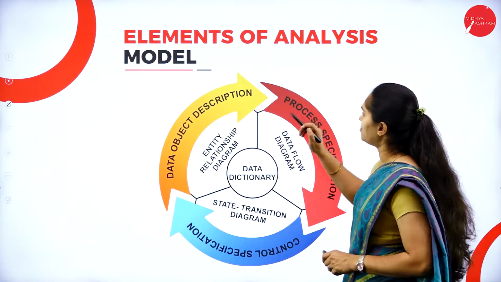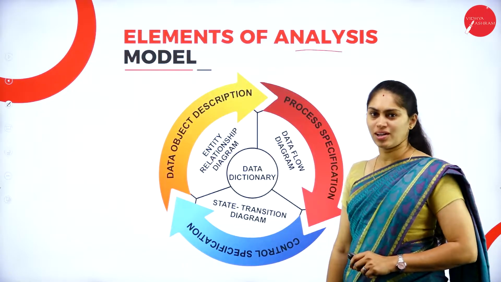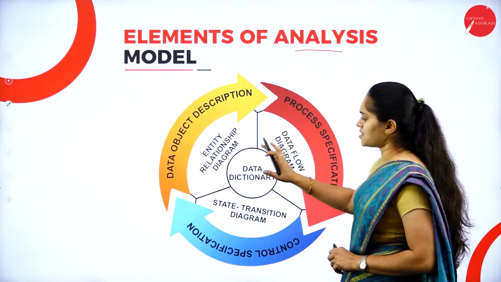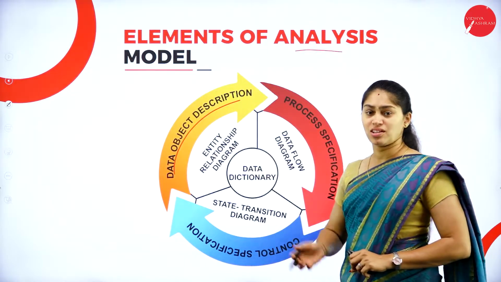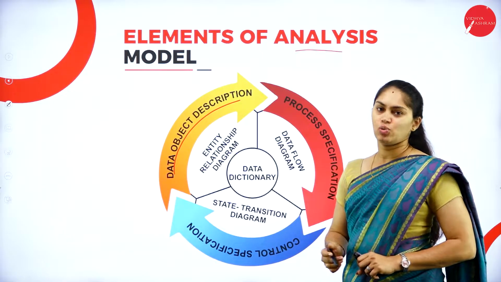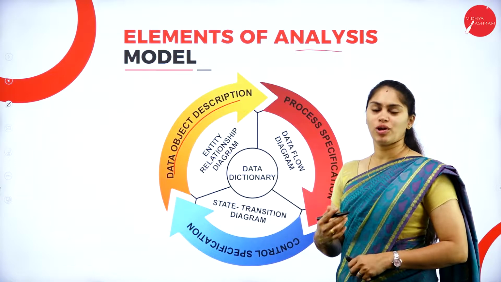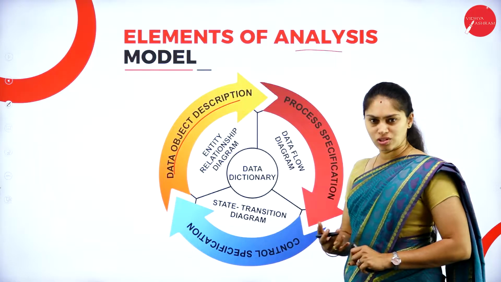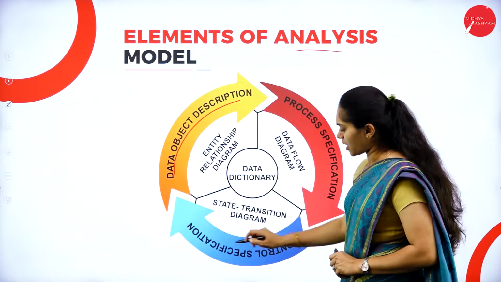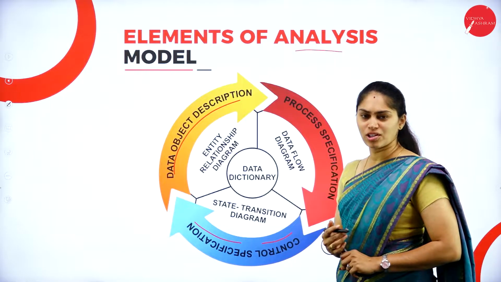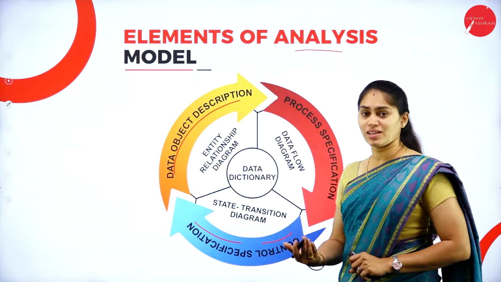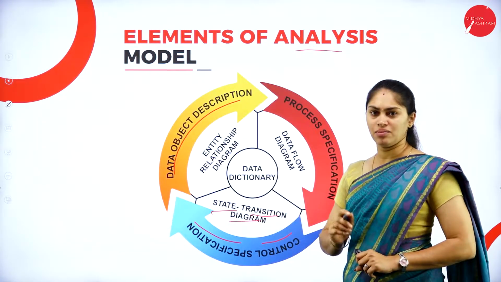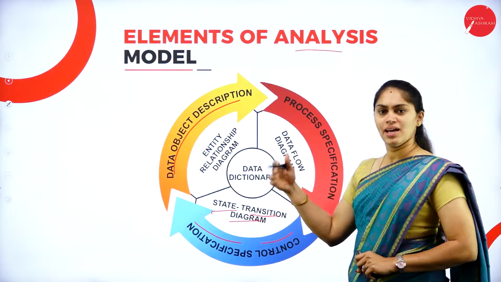Then what are the elements we have with respect to this analysis modeling? You can see in this diagram briefly, it will consist of data object descriptions, how data will be communicated with other objects, and how one object will establish a relationship with another object. All those will be there as one element here. And also here we have a control specification, how control will be established between the objects or between the transactions, what is happening. And also we have a state transition diagram here. You are going to learn about all these diagrams in my coming slides.